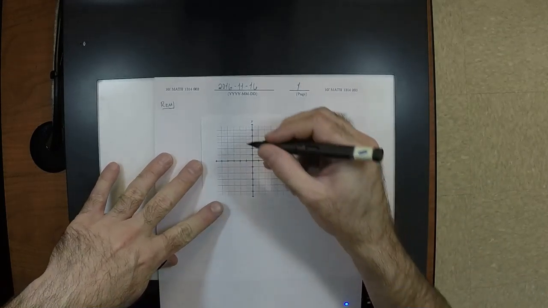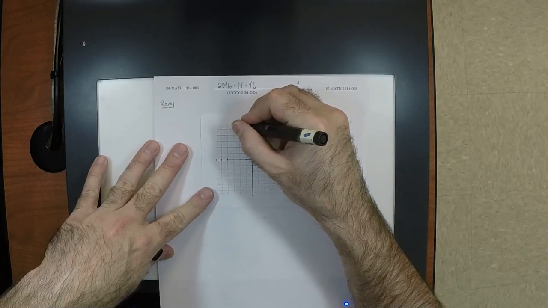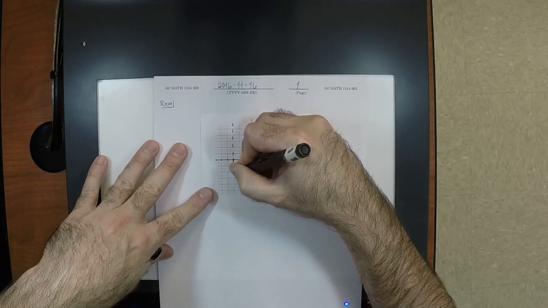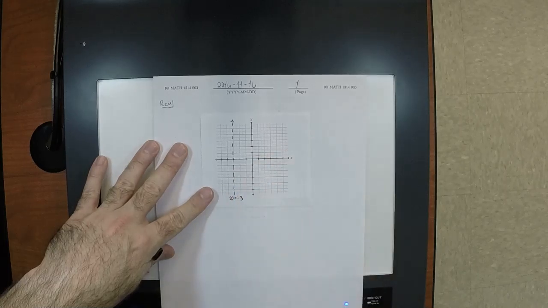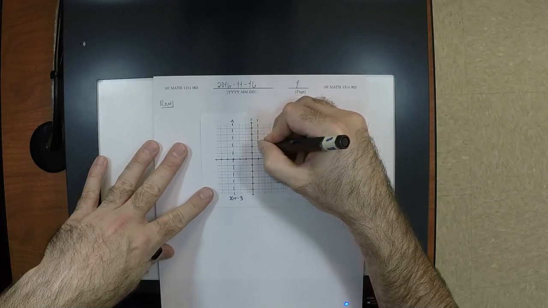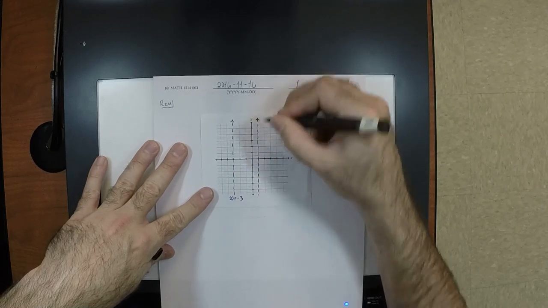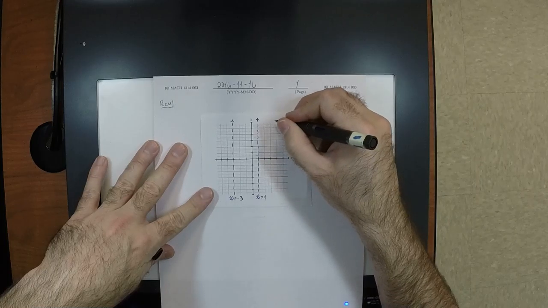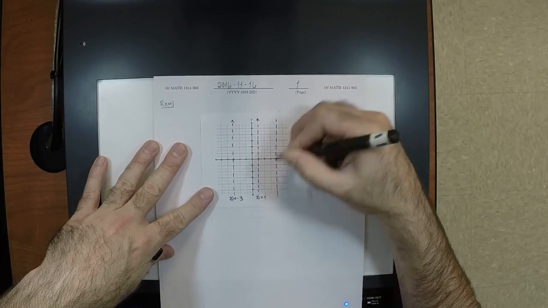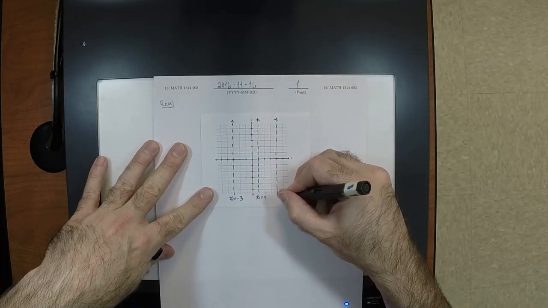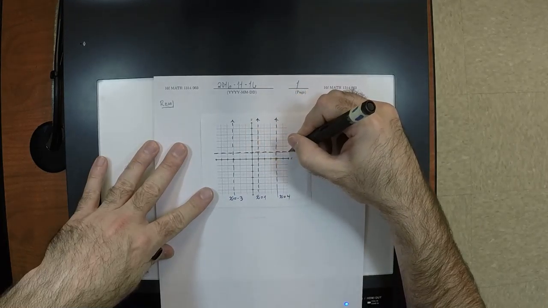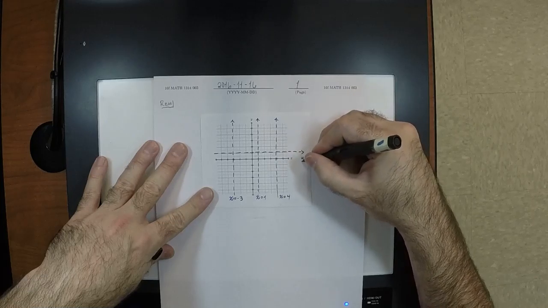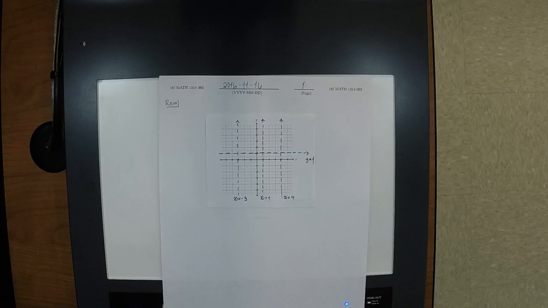There are three kinds of features that we want to keep track of. There's one x value, so that's x is negative 3. Here's another x value, x is 1. And here's another x value, x is 4. And here's a y value, y is 1. None of these dashed lines are part of the function I'm about to draw. They just help you understand what the function is doing.